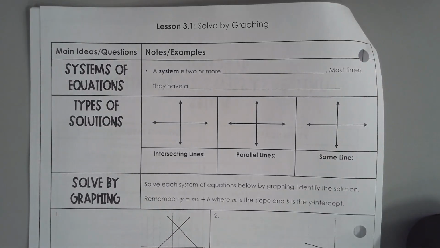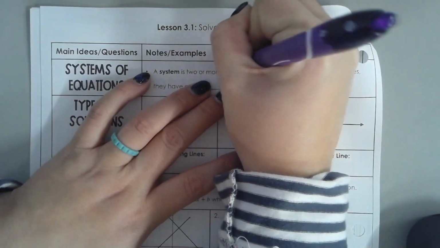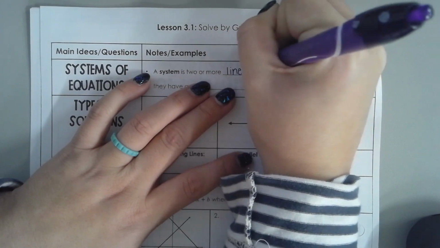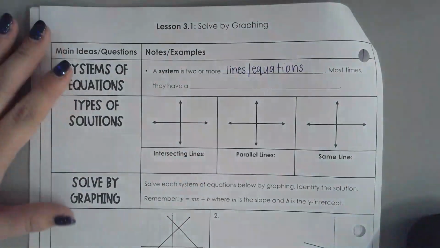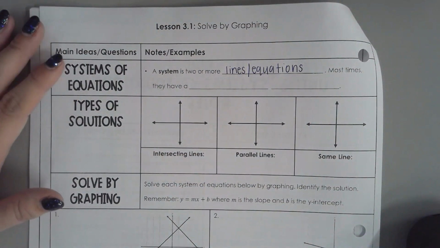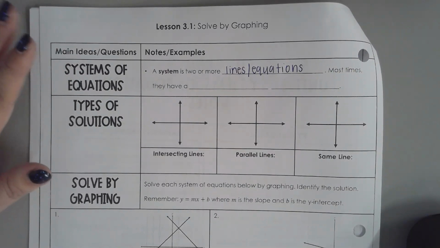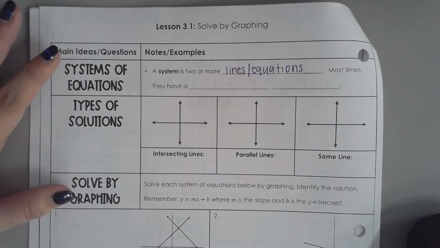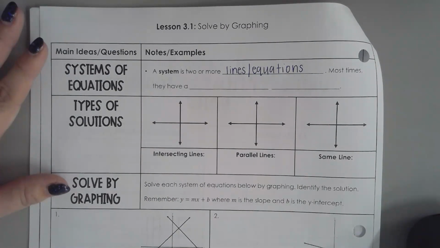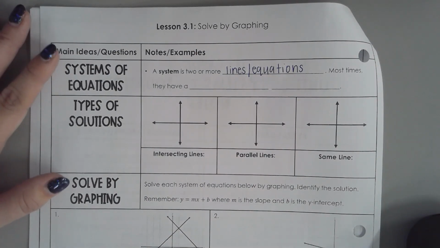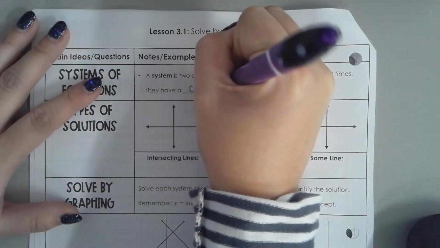So a system of equations is 2 or more lines or 2 or more equations. And our whole goal for this unit is finding where these 2 lines cross. And there's different methods for doing that, just depending on the way the equations are written, kind of tells us which method is going to be the best. Most times when we have these 2 lines, they have a common point.